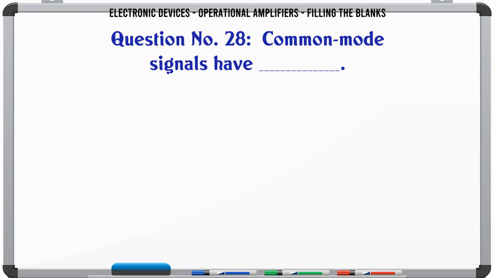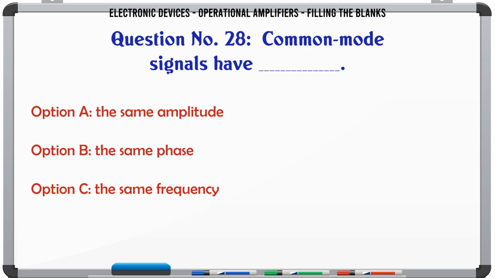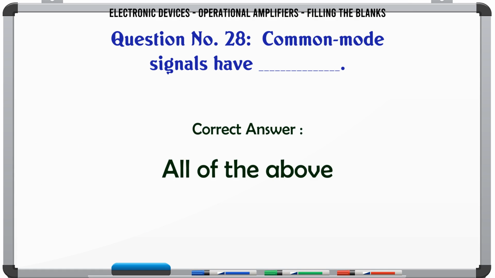Common mode signals have A. The same amplitude. B. The same phase. C. The same frequency. D. All of the above. The correct answer is all of the above.